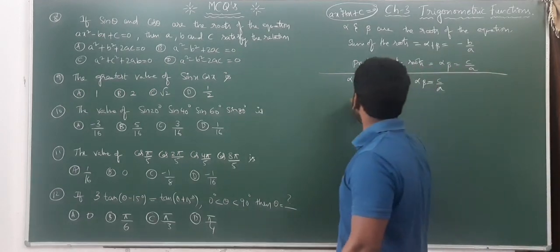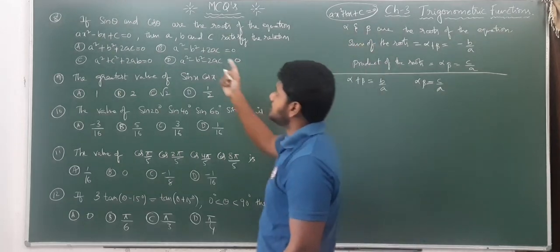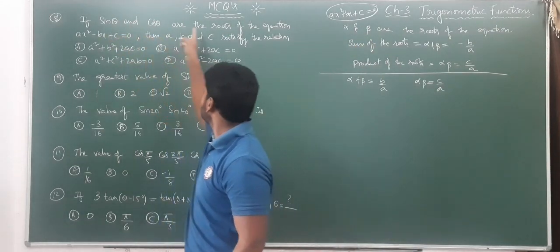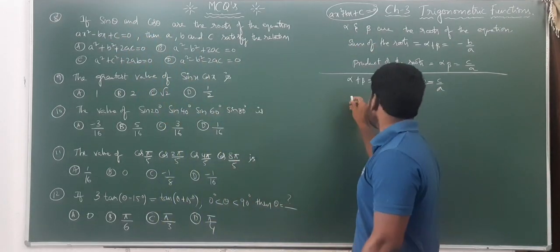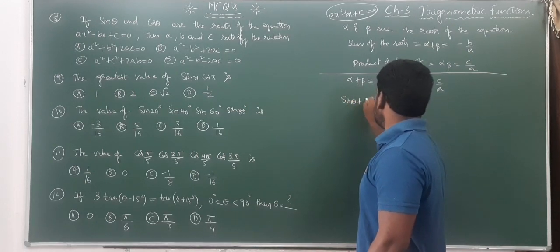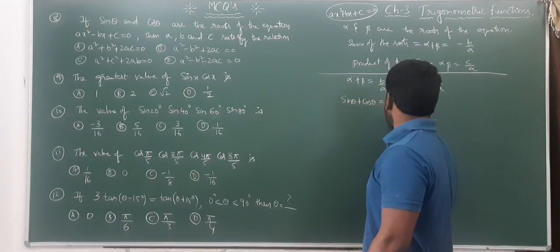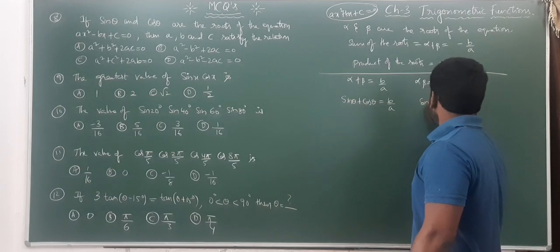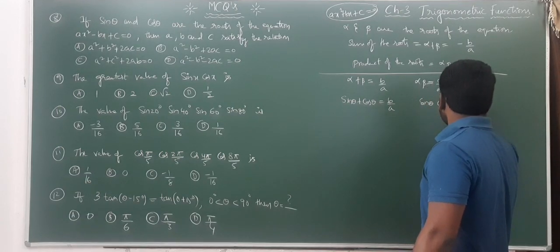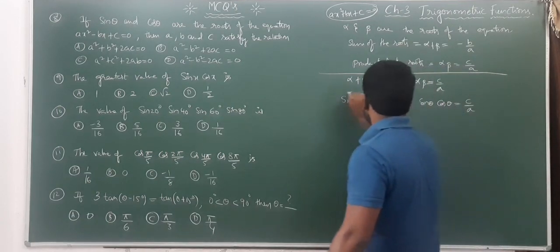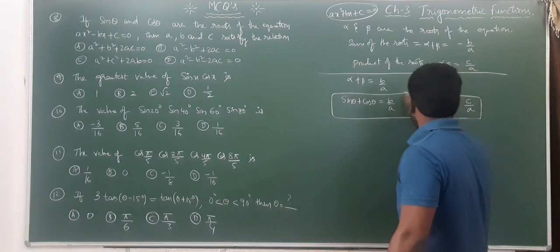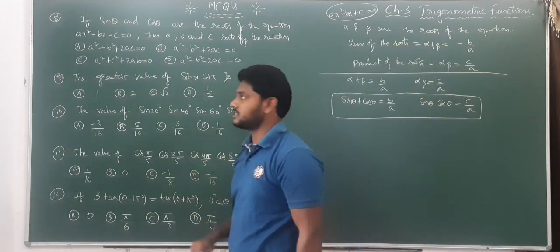Now here, what are alpha, beta? Alpha and beta are roots. What about here? Sin theta and cos theta are roots. Then alpha plus beta will become sin theta plus cos theta equal to b by a, and sin theta into cos theta is equal to c by a. This is hidden, given in the given question.